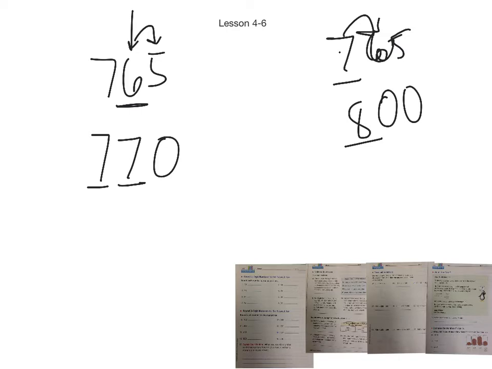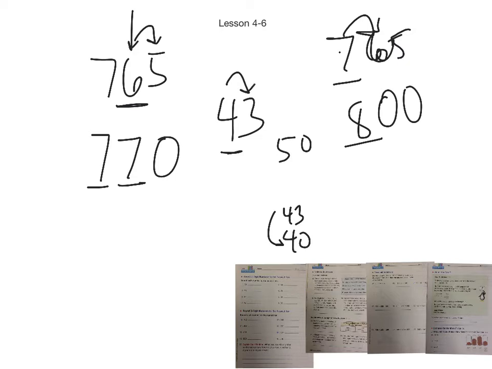Let's use the number 43. And if we round to the nearest 10, if 50 was here and 40 was here, what is 43 closer to? Well, 43 is closer to 40. And remember, the digit after the 4 is 4 or below, so that 4 stays the same. So you would round 43 to 40.